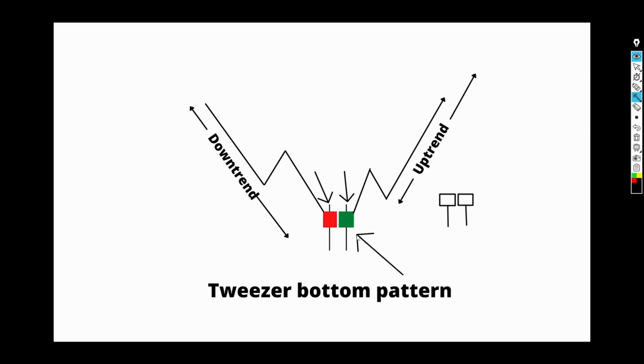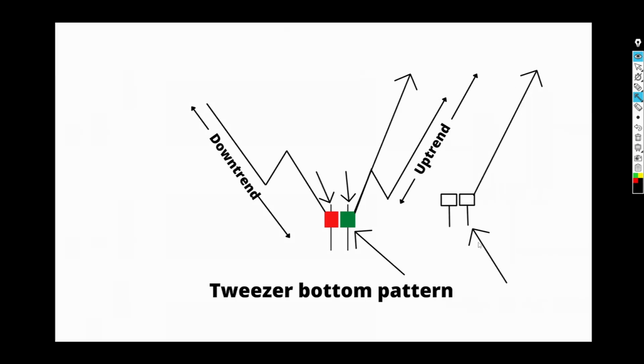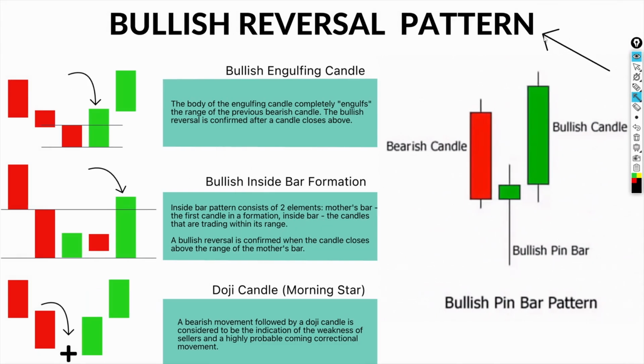So if you find a tweezer bottom pattern forming like this, you will take a reversal trade in the upside direction. If you find tweezer bottom pattern formation like this on the 5-second chart, you will place a trade in the upside direction. Lastly, I have shared this list previously. If you find a bullish engulfing candle, bullish inside bar formation, doji candle, or bullish pin bar pattern, you will place your trade in the upside direction. These patterns need to form on the 5-second chart.